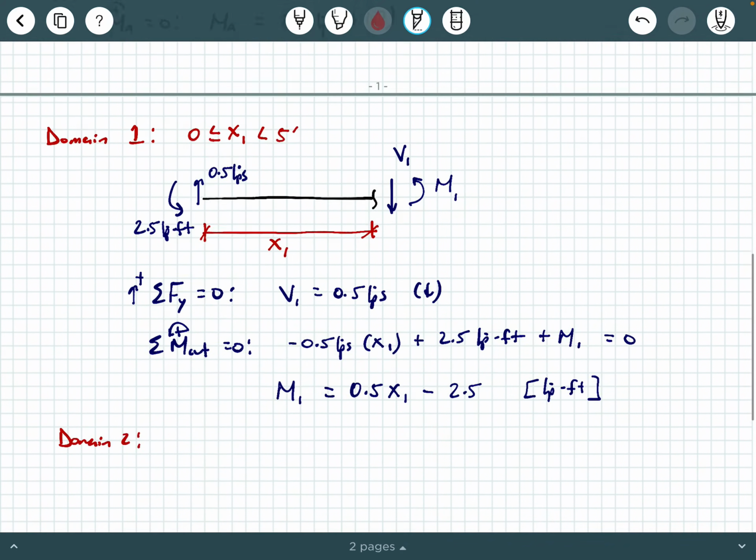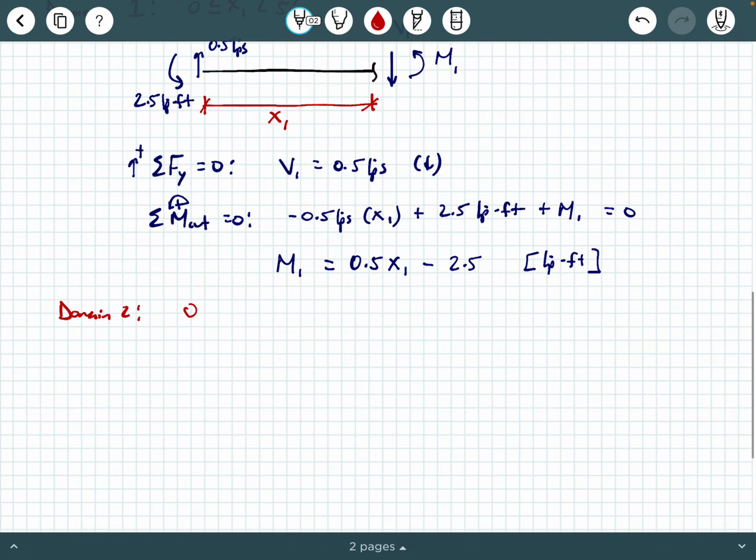So x2 is going to run from 0 up to 5 feet as well. But remember, that's a different 5 feet. That's not the same 5 feet as the first domain. This is the distance between point B and point C this time. So we're going to do method of sections again, and we're going to remember that at this stage, it's all just regular method of sections.